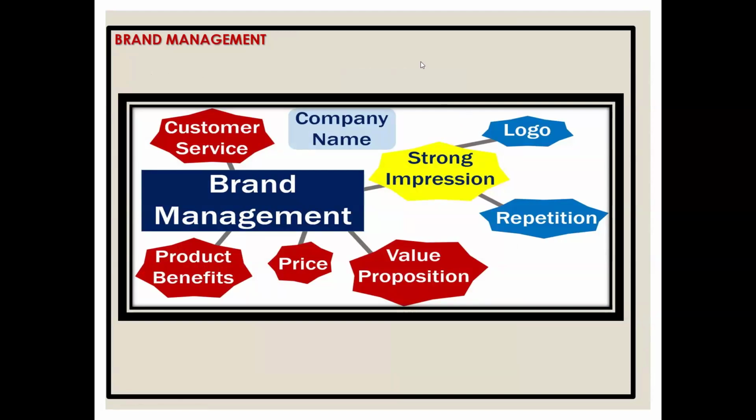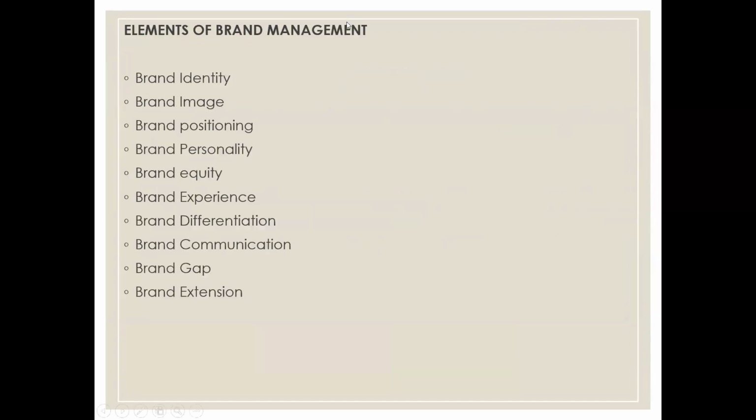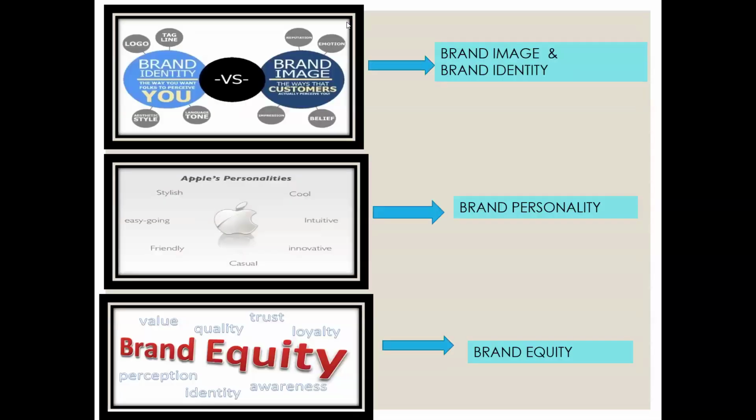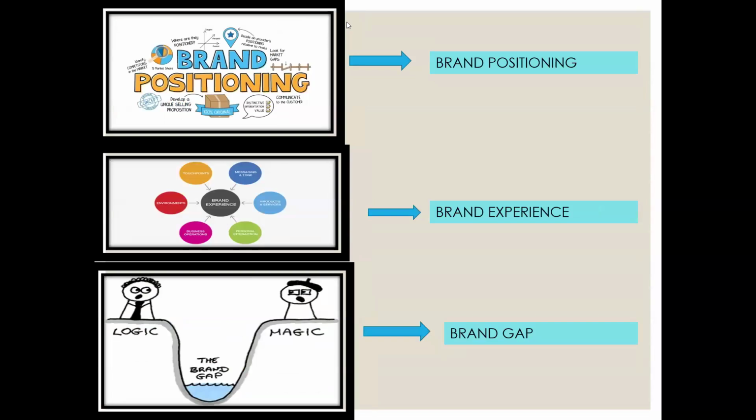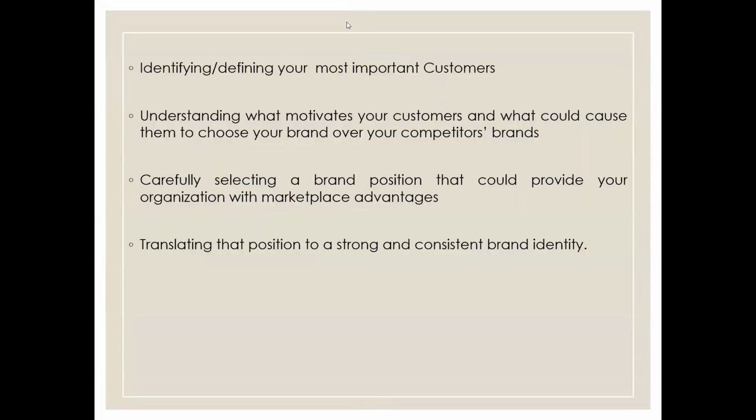Okay, so let's continue. Then we covered brand management and how to manage brands. We saw a detailed description of the elements of the brand: what a brand image and brand identity are, what brand personality and brand equity are, positioning, experience, brand gap, extension of a brand, and communication and differentiation. These are the management processes.